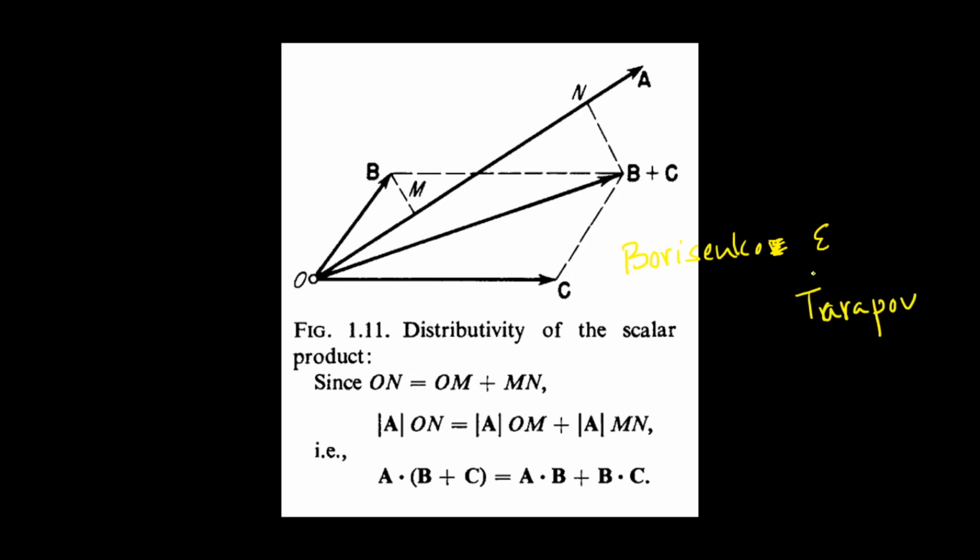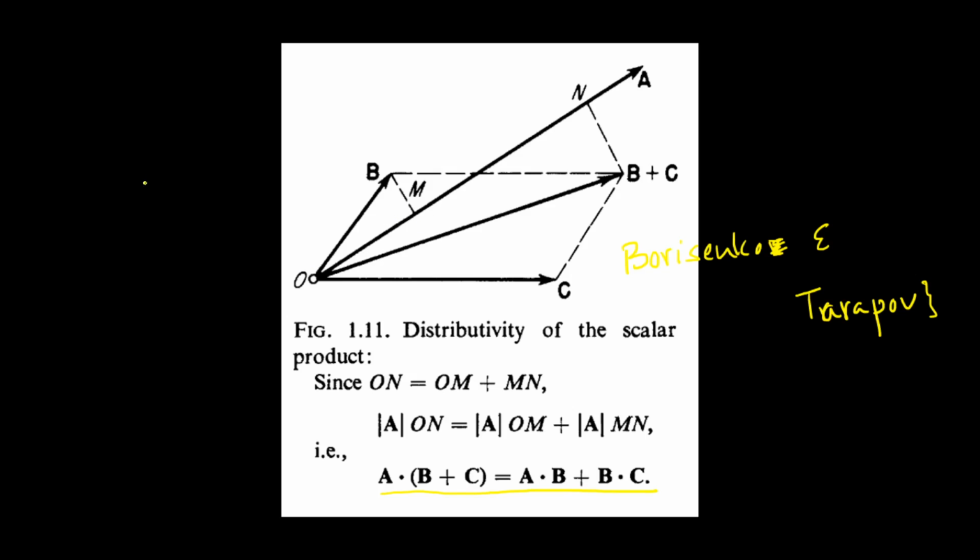Please don't worry about the rest of the book, I think this picture is all you need. So it's a picture proof of the fact that the distributive property is valid in a dot product. I just realized that you need a little bit more background to understand this proof.